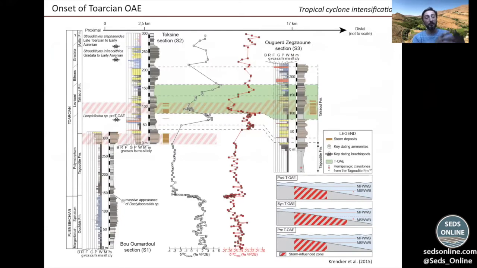As I said, we can really track these deposits from shallow water to deeper water. And what we can see is that during this TOAE, we can find hummocky cross stratification further offshore, I mean further into the basin, than what we would expect from what we have before or after. The only way to explain that is that we must have had a deepening of the storm wave base. That means that we must have had an intensification of the storm intensity.